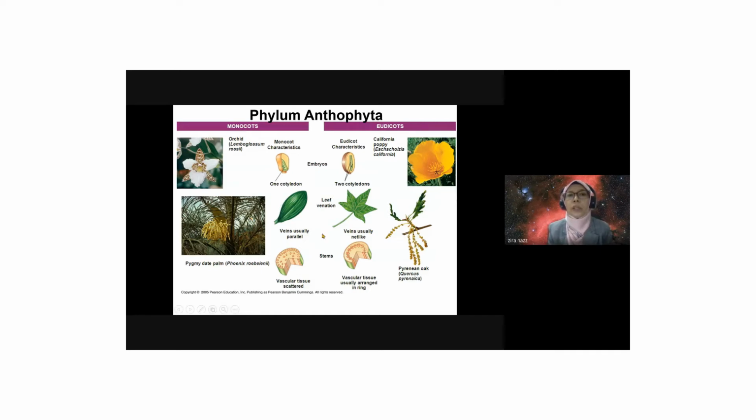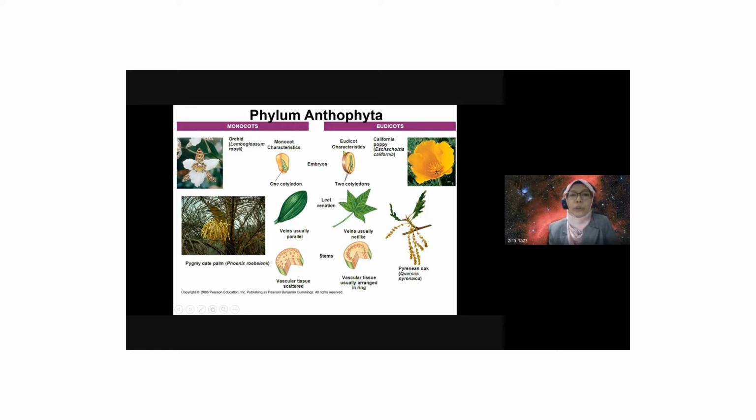Okay, this is the figure that differentiates between the monocots and eudicots for phylum Anthophyta. So remember, phylum Anthophyta, the kingdom is Plantae, domain is Eukarya, and the dominant generation for phylum Anthophyta is the sporophyte generation, or diploid generation. Okay, and then take a look at the differences between the monocots and eudicots. First, we look at the embryos.